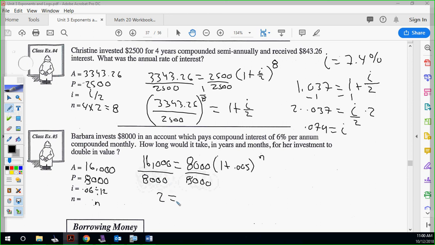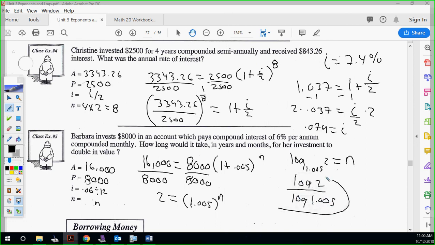So we get 2 equals 1.005 to the n. We don't have to write 1 plus. Now you could take the log of both sides, but it's probably easier to write it in log form. So log base 1.005 of 2 equals n. Now we can just change the base: log 2 over log 1.005. That's what you want to calculate.